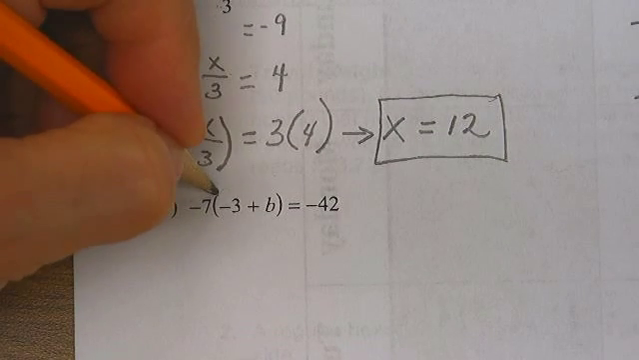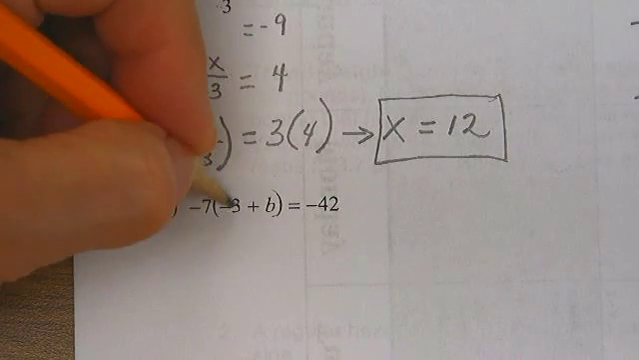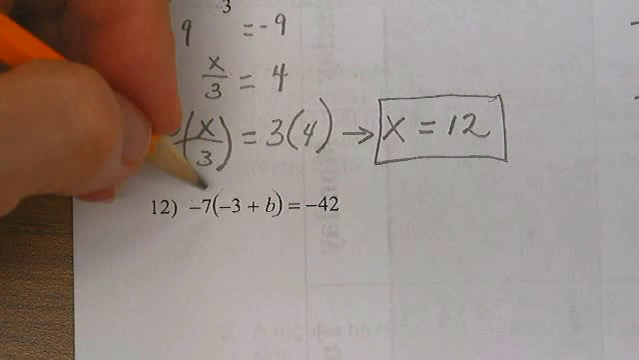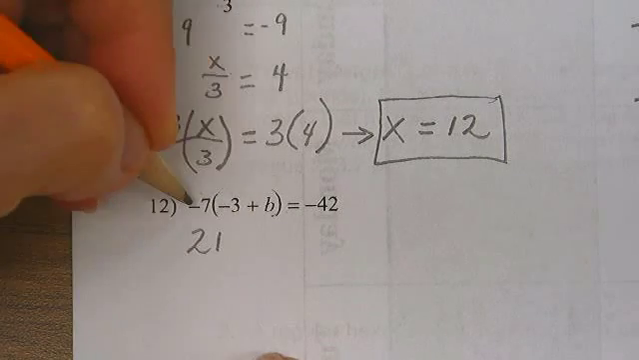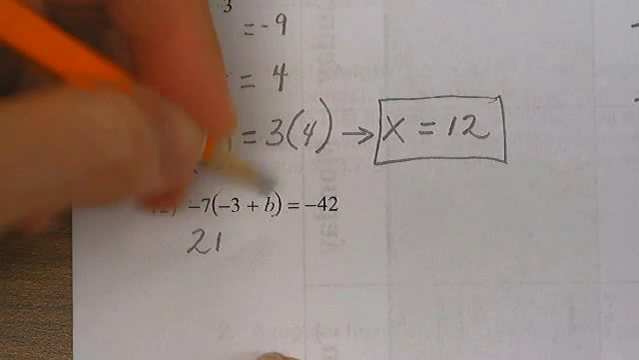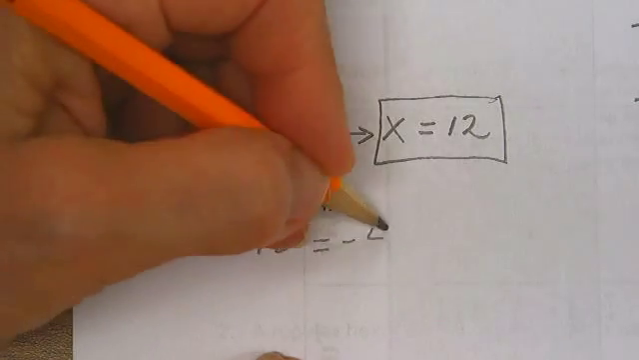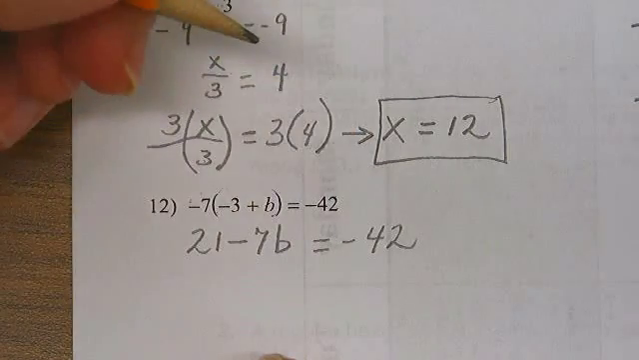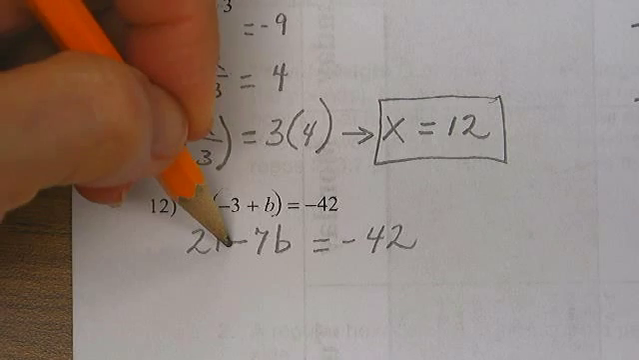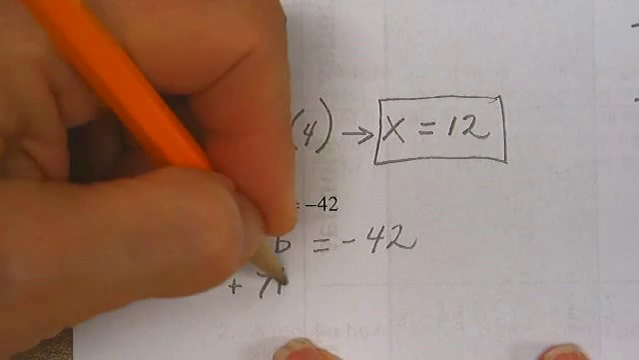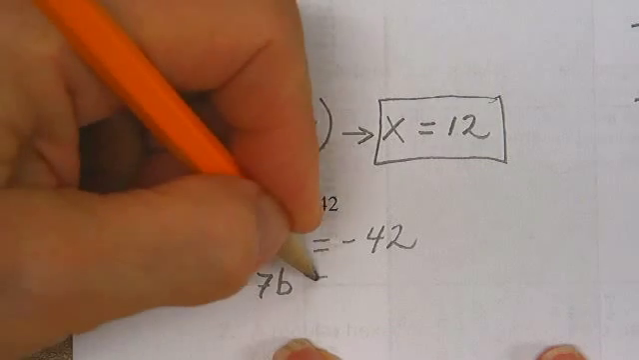Negative 7 times the quantity negative 3 plus b is equal to negative 42. Negative 7 times negative 3 is positive 21. Negative 7 times b is negative 7b. That's equal to negative 42. I'm just going to add 7b to each side, because after all, that's just a number.